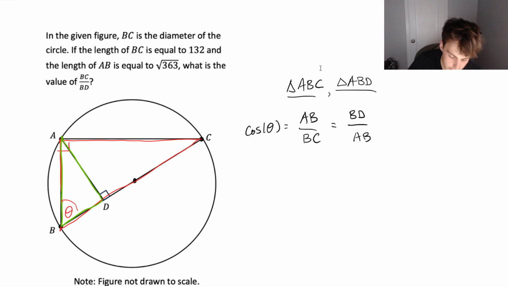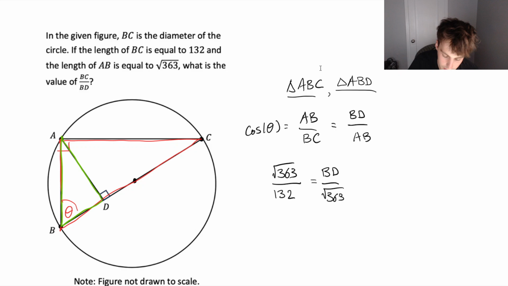We are told in the question that AB is square root of 363. So we get square root of 363 divided by BC, which is 132. And now we say this is equal to BD, which we don't know, over AB, which we know is square root of 363. So solving this, multiply both sides by the square root of 363, and we get BD is equal to 363 over 132.